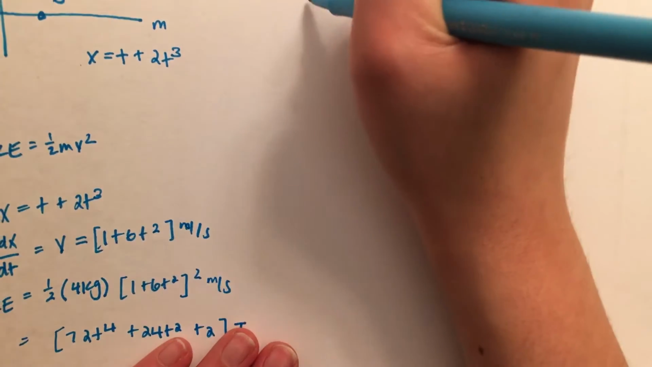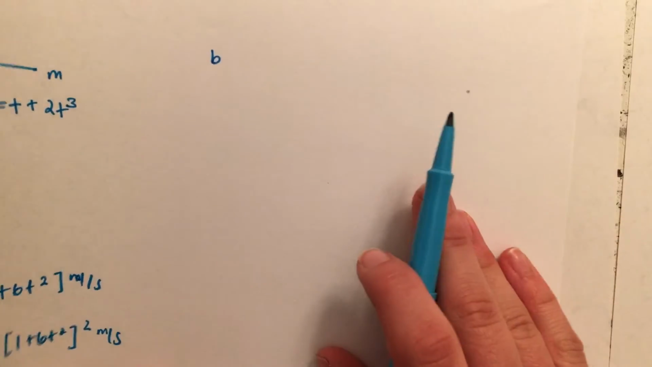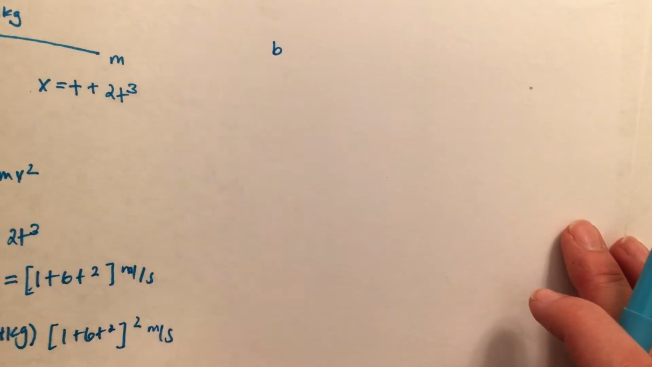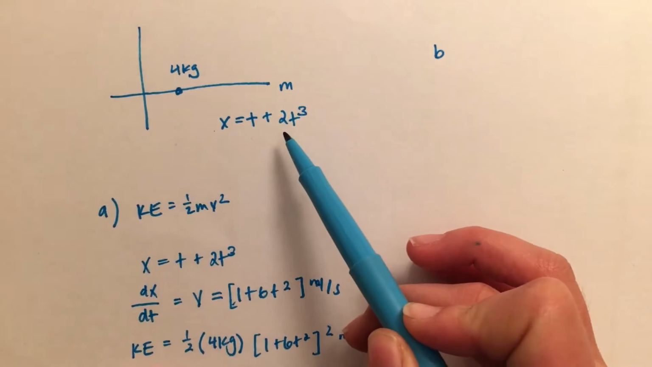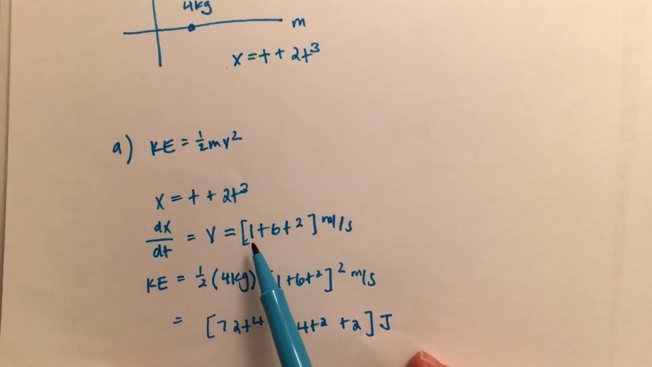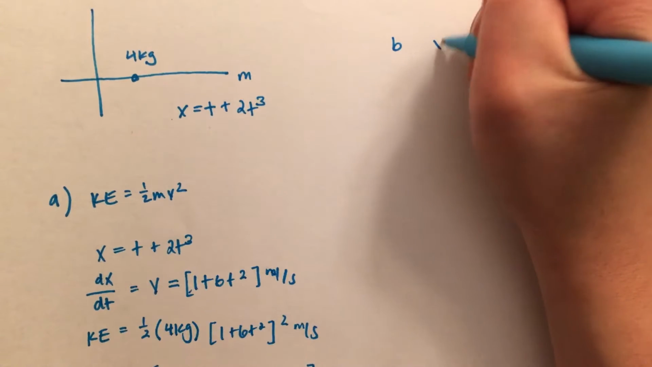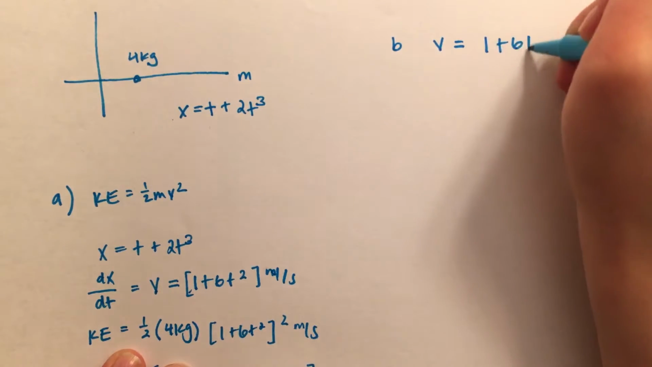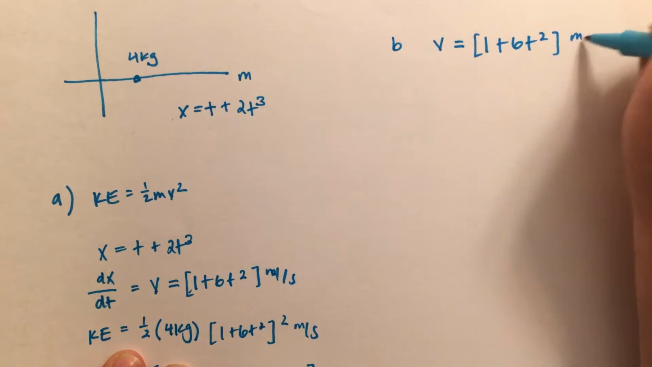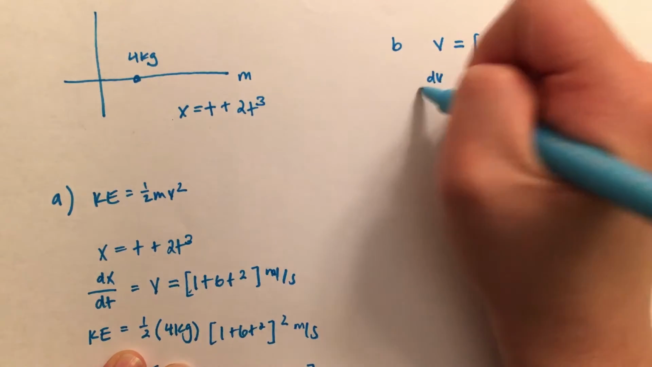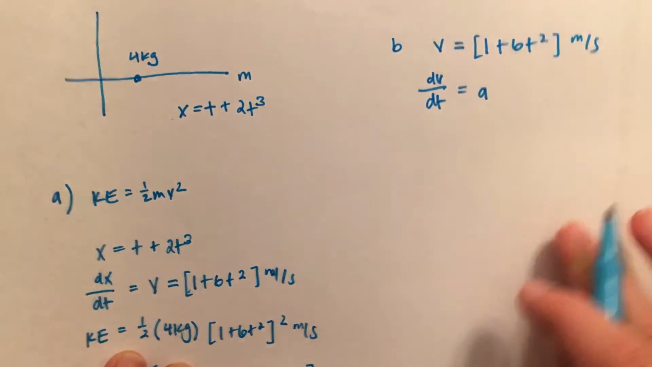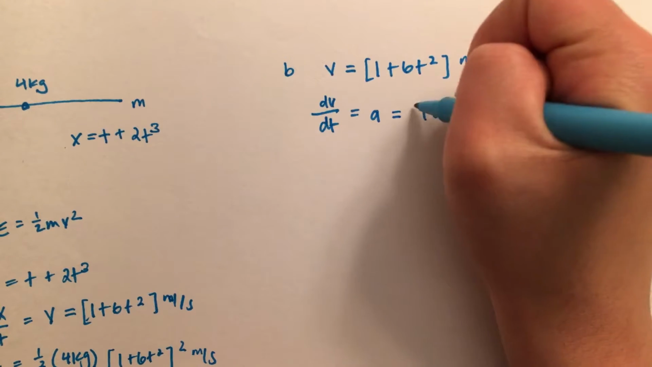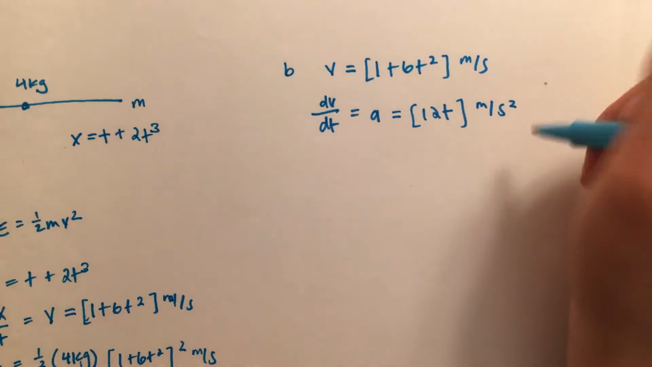Okay, so B, the acceleration of the particle and the force acting on it at time t. We had the position here, and we had the velocity here. To find the acceleration, we can just take the derivative of velocity. Since velocity was this, the derivative dv/dt is acceleration, which is 12t meters per second squared.